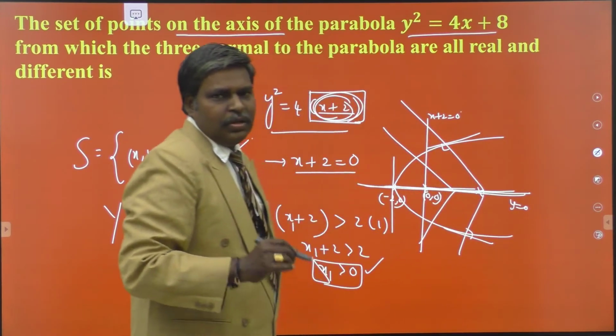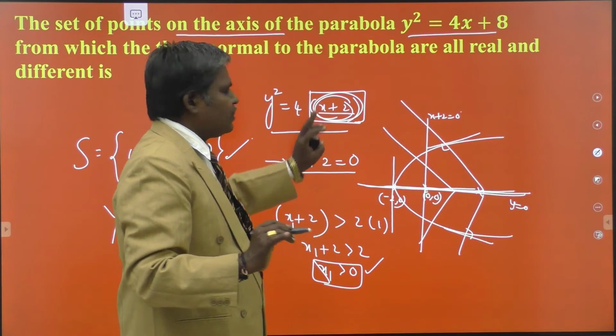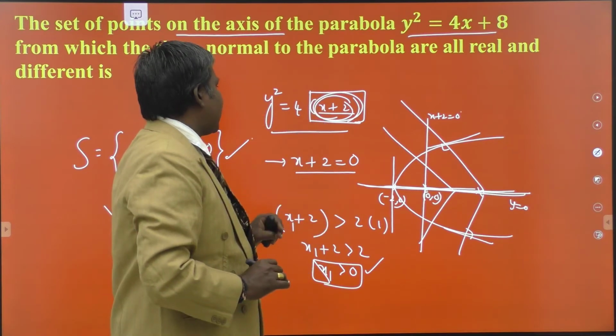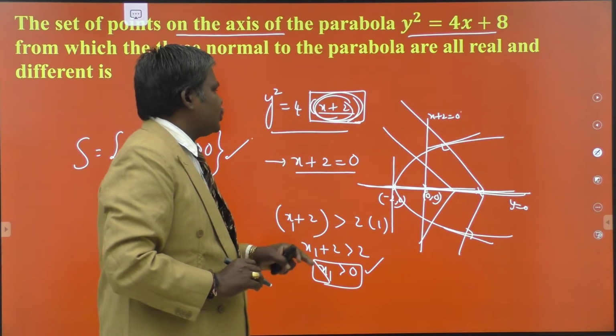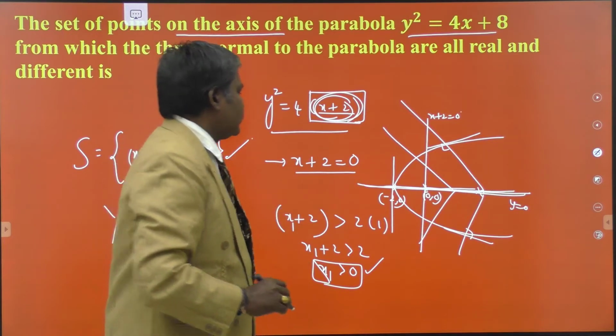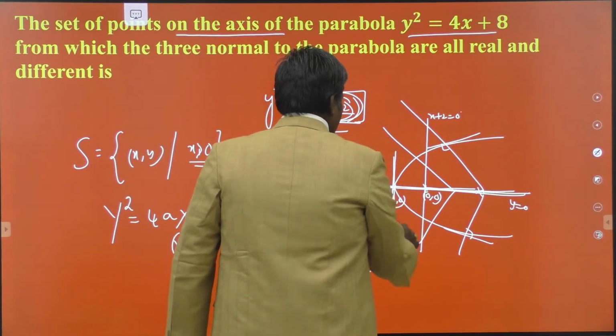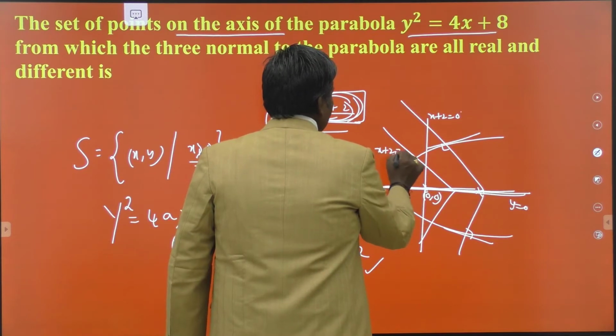This is the thing. Instead of x, we have x1 plus 2. y equal to 0 is the axis of this parabola. x plus 2 equal to 0 is the tangent at vertex. This is the tangent at vertex of the parabola. This is x plus 2 equal to 0. Okay.